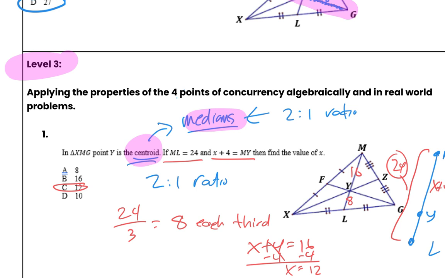All right, so we don't want to get tricked into thinking 16, because x plus 4 would be 12 plus 4, which is 16. They want MY. MY is 16. If the whole ML is 24, that means MY is 16. That means x has to be 12.